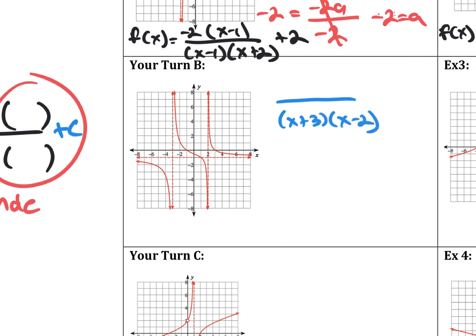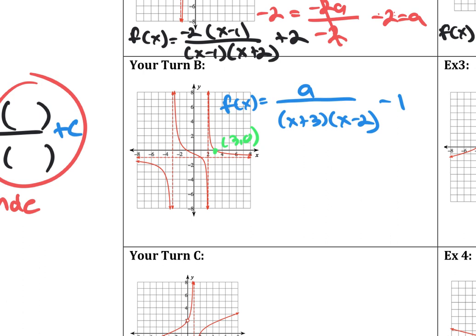And again, since I don't have a hole, I don't have a factor to put in my numerator, so I'm going to go ahead and put an a on top. I do have a horizontal asymptote, though, at -1, so we're going to put a -1 on the outside, and then we just have f of x is equal to. Again, as always, you're trying to solve for our a value, so we're going to pick a convenient point.